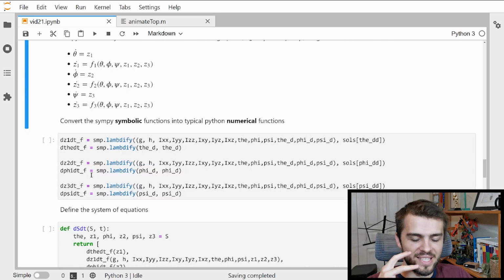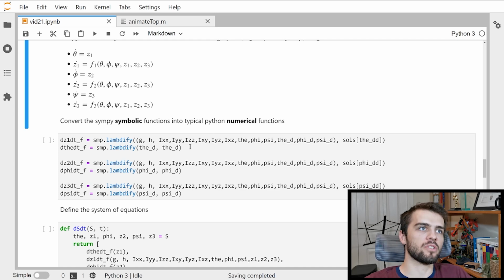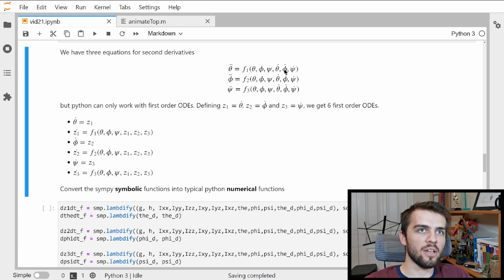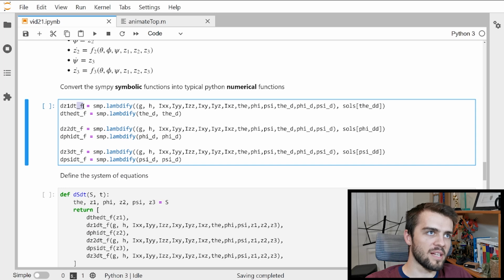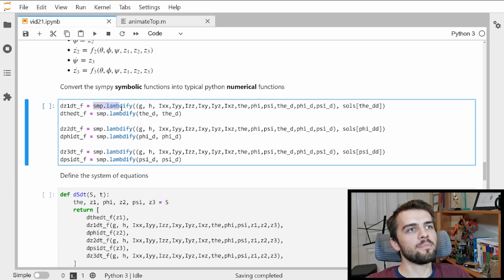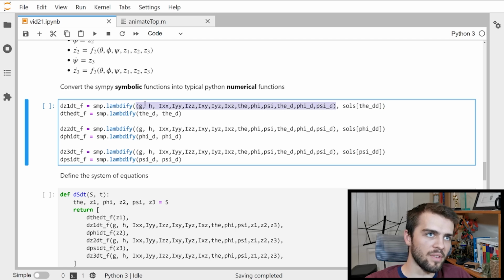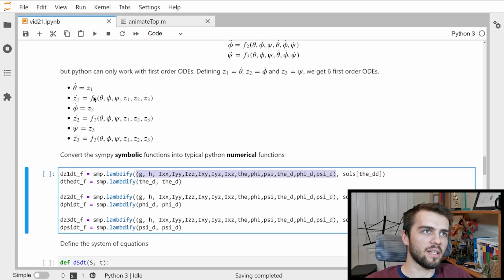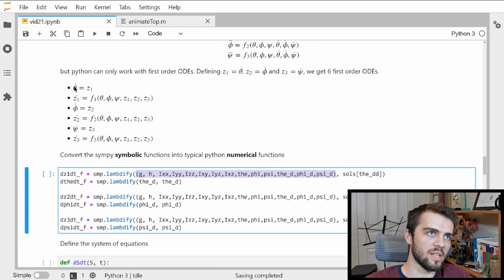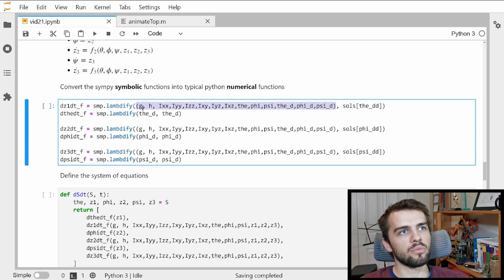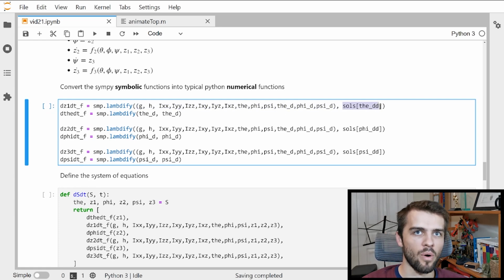So what we do is we convert these SymPy symbolic functions into typical Python numerical functions. I want to be able to plug in a bunch of values, a bunch of numbers, and get a number out. And so dz1 dt underscore f, because this is like a numerical function, I use SymPy's lambdify function. And so these are all the variables it takes in. Of course, it depends on gravity, center of mass, the moment of inertia tensor, theta, phi, and psi, like you see here, and Z1 and Z2 and Z3, which are the first derivatives. Remember, Z1 is theta dot.